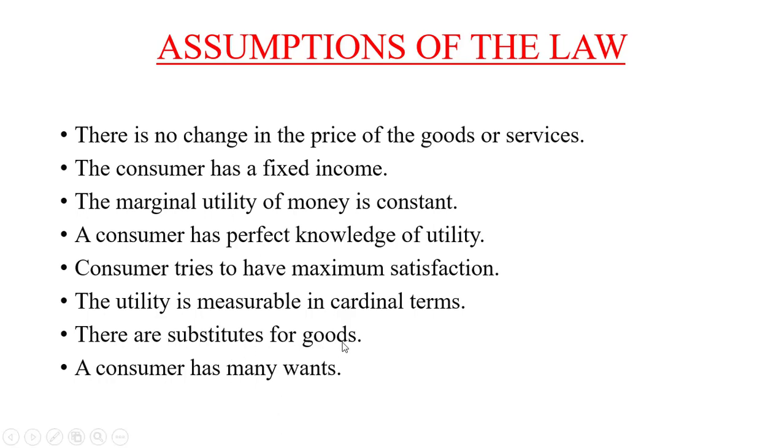There are substitutes for the goods. Now in this law of equi-marginal utility, there are substitutes of goods. Now what are substitutes of goods? You can use one good in place of another, like tea or coffee. But in the case of the law of diminishing marginal utility, there are no substitutes.